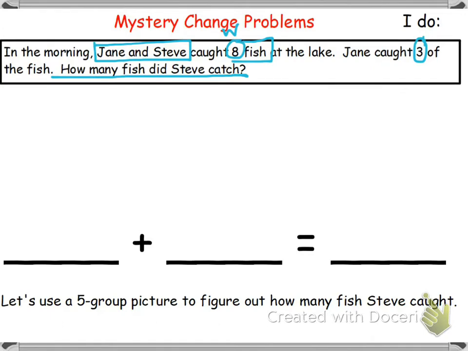Now our next step is to draw a picture, and then we have to do our number bond. Remember, there are 2 ways that you can do this. I'm going to show you both ways. You can draw your whole first, or you can draw your part first and count on.